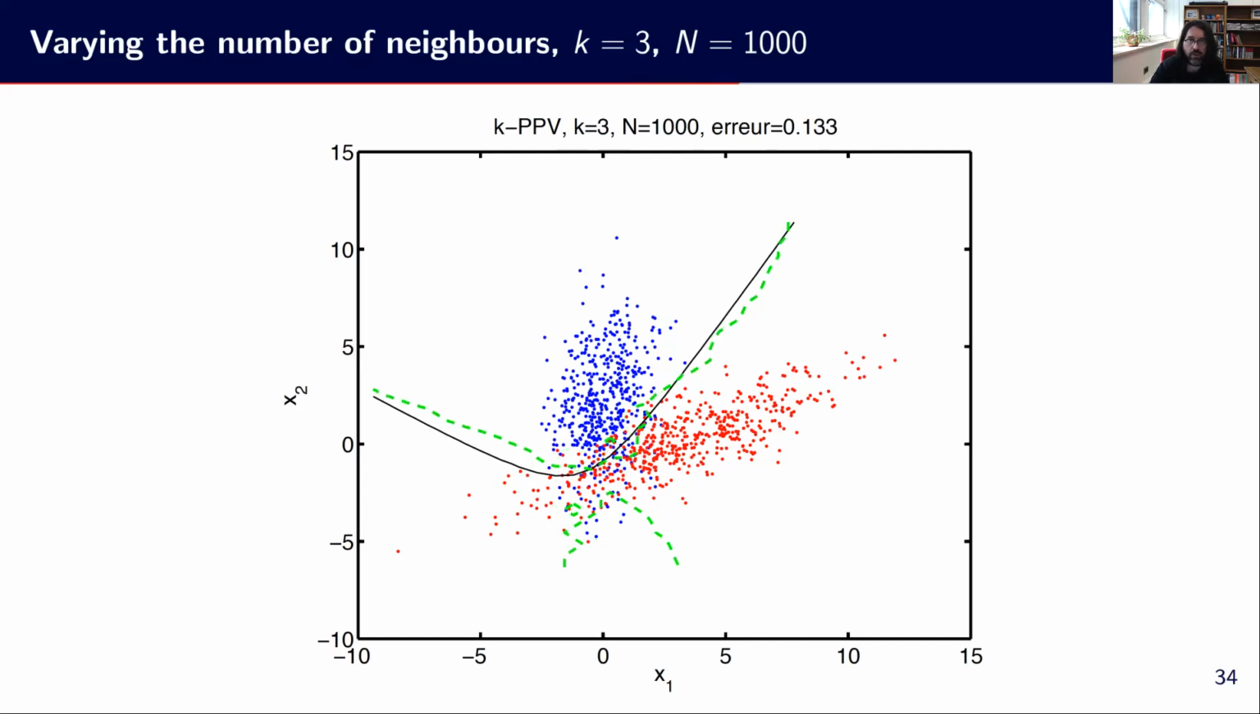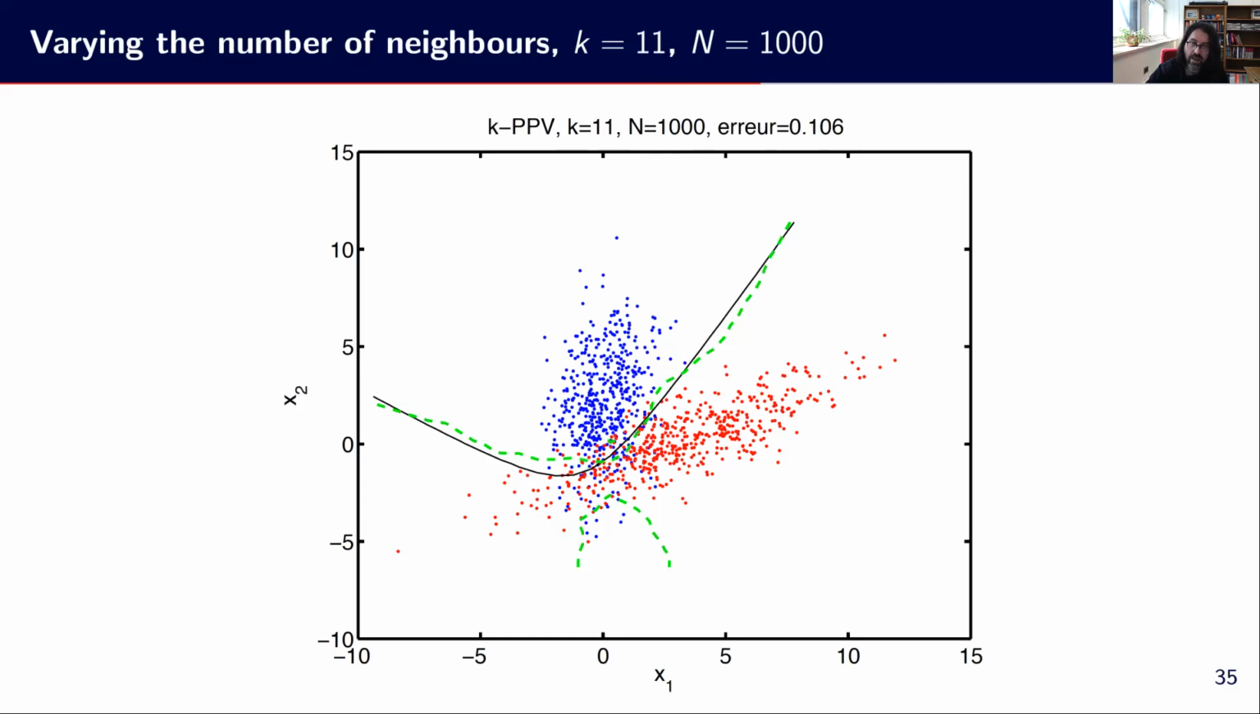Increasing this to 3 neighbors, it seems to be slightly smoother. We have less of these variations, even though it is kind of jagged here. There's still a lot of variation around that region, but it seems to be less intense. And the error, in fact, is going from 15.2 down to 13.3.